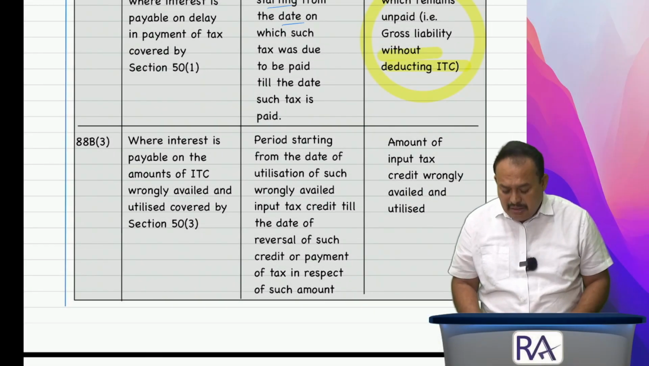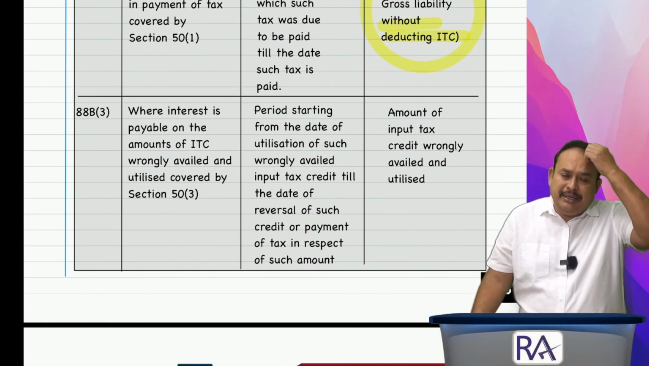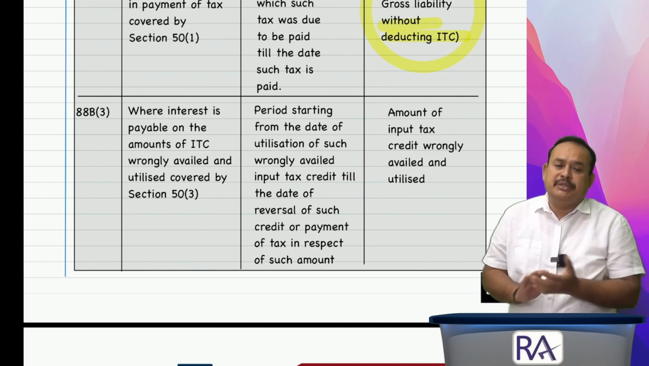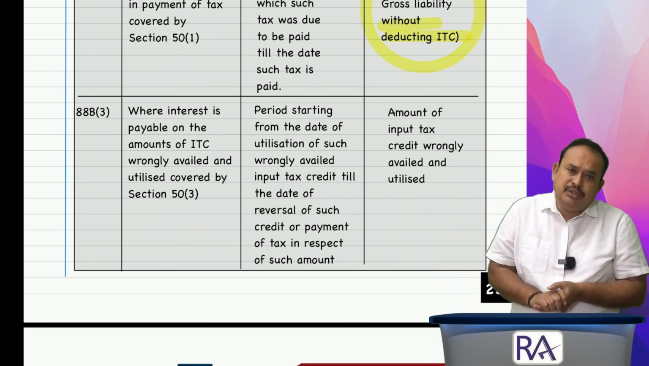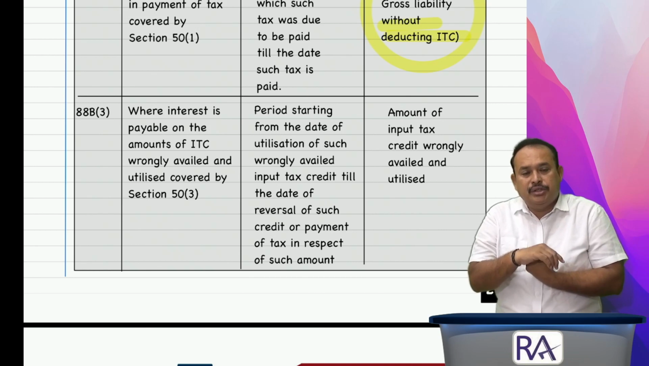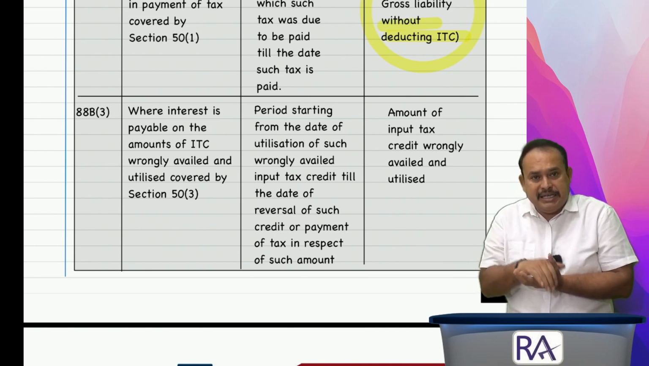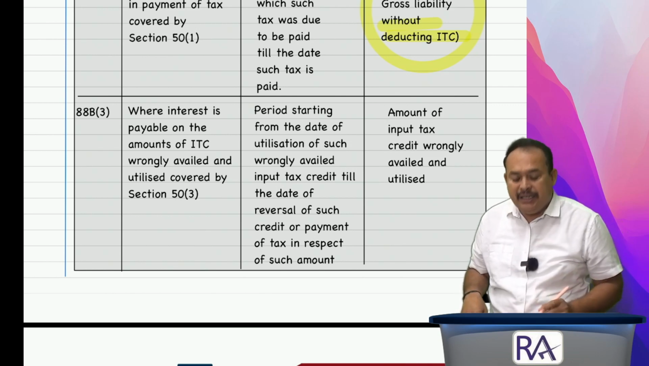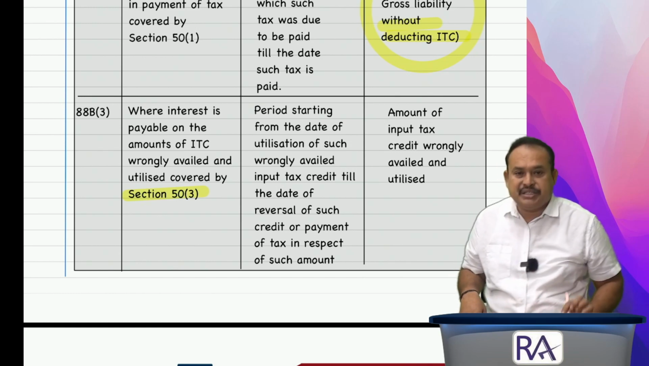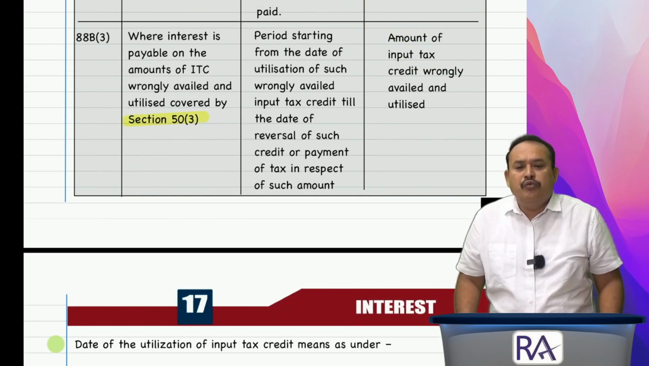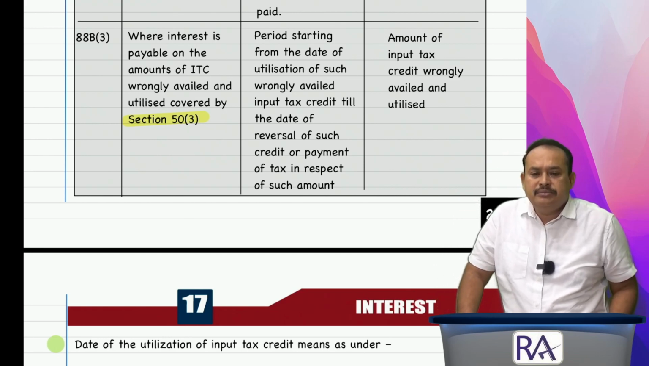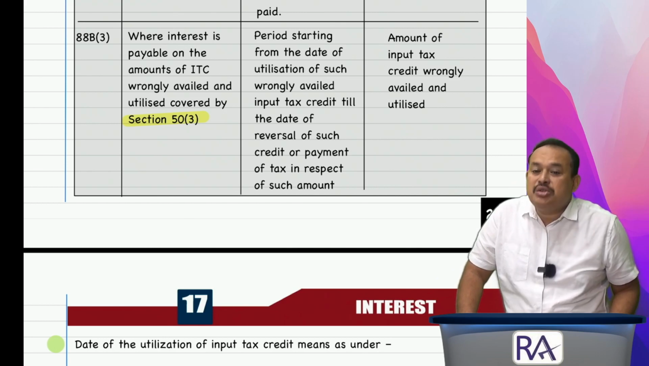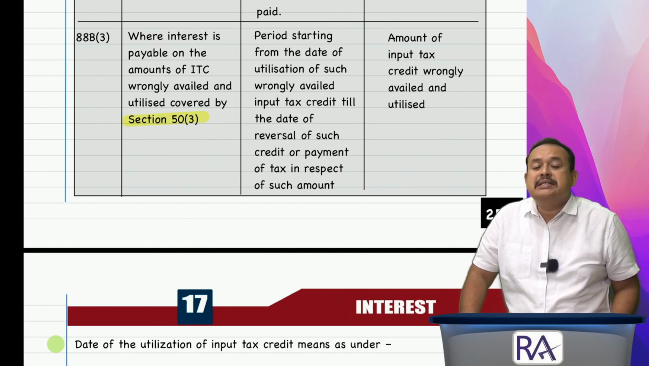Rule number 88B, sub-rule number 3, has a comprehensive approach to compute the interest. Under this category, interest at 24% per annum, as referred under Section 50(3) of the CGST Act, is payable on the amount of ITC wrongly availed and utilized, covered under Section 50(3).